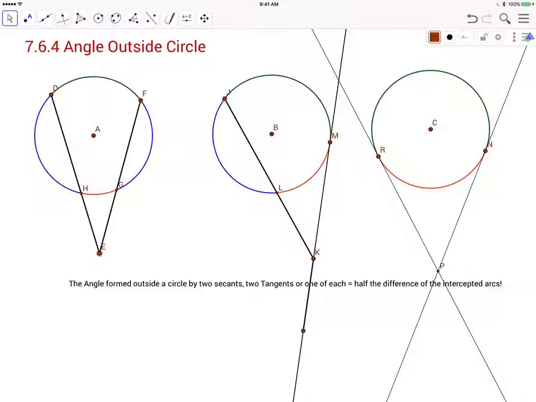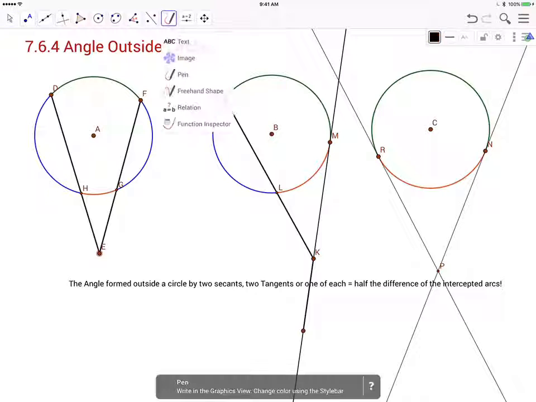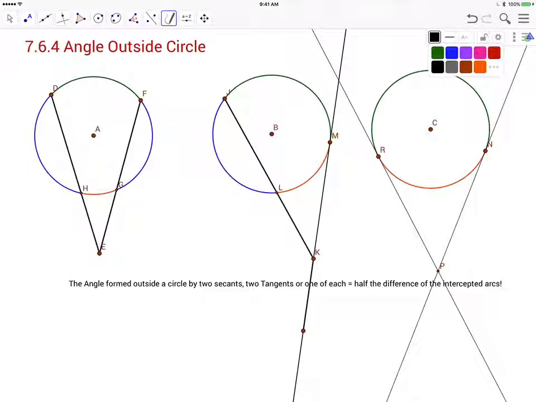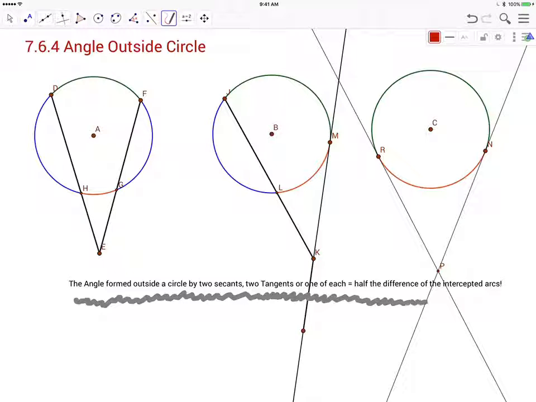Okay, 7.6.4 is a big section, so we're going to want to pay attention to this. I'm going to start off with the conclusion so that you all know where we're headed. And the conclusion here at the bottom is the angle formed outside a circle by two secants, two tangents, or one of each is half the difference, subtraction, of the intercepted arcs.